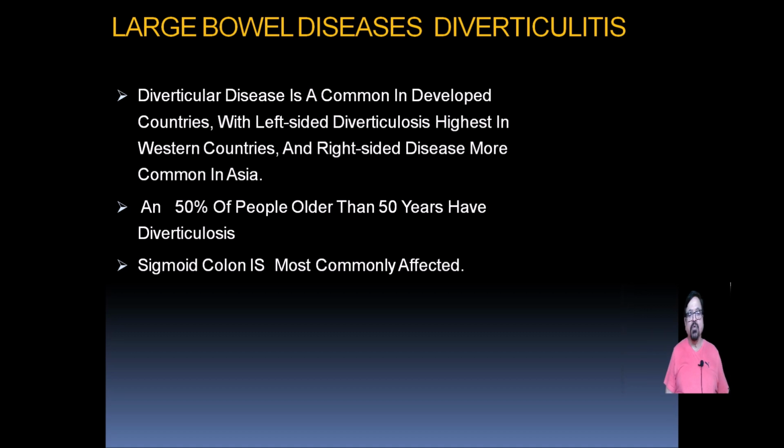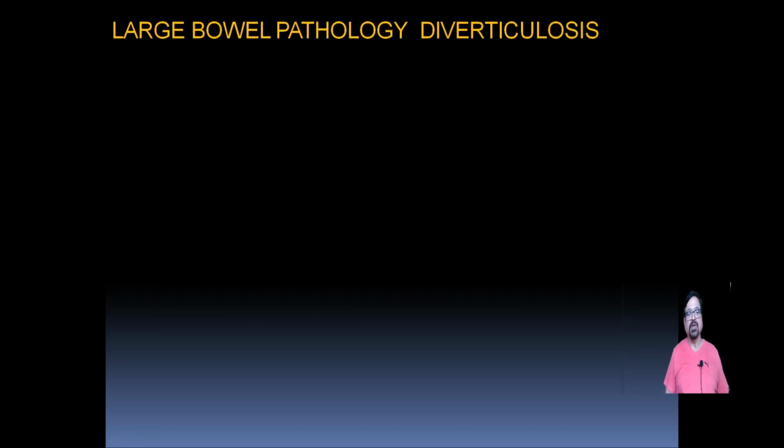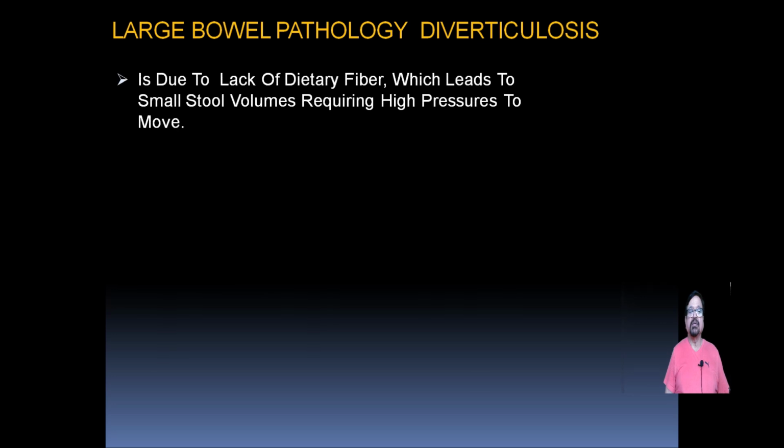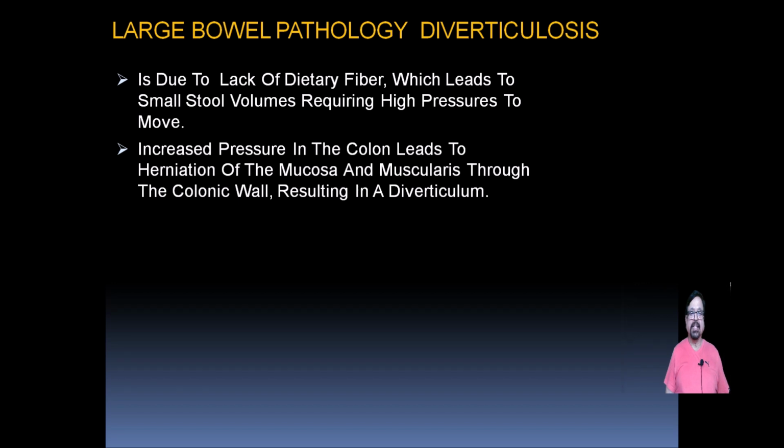50% of the people over the age of 50 years have diverticulosis. Sigmoid colon is most commonly affected in diverticulosis. Of those with diverticulosis, an estimated 10% to 25% will develop diverticulitis, that is the infection of diverticuli. Now, diverticulosis, continuing, is due to lack of dietary fibers, which leads to small stool volume requiring high pressure to move or to expel them.